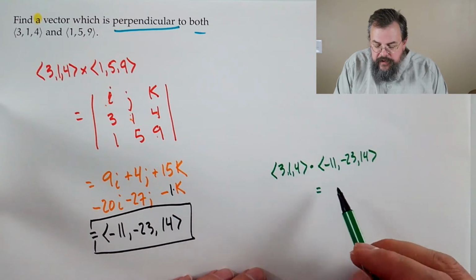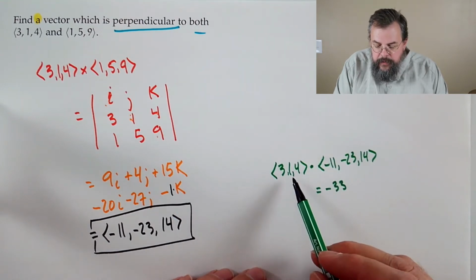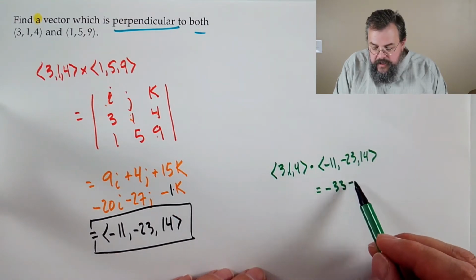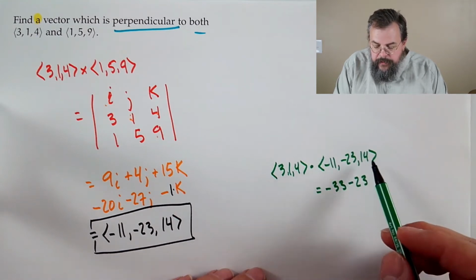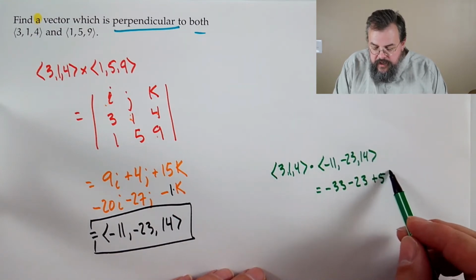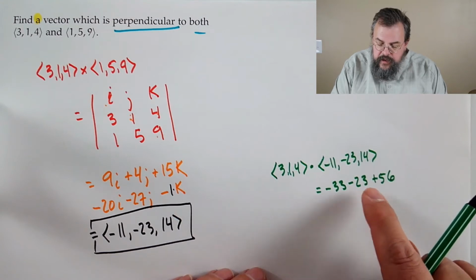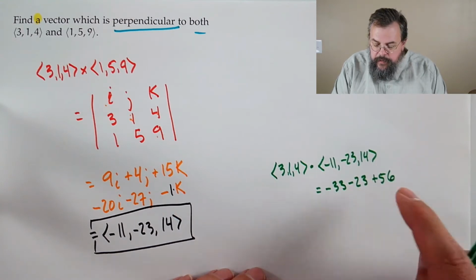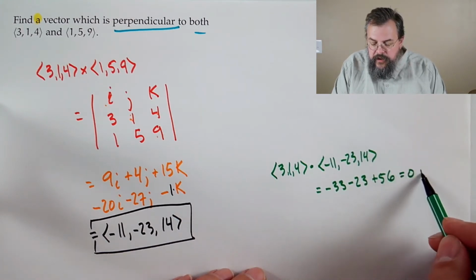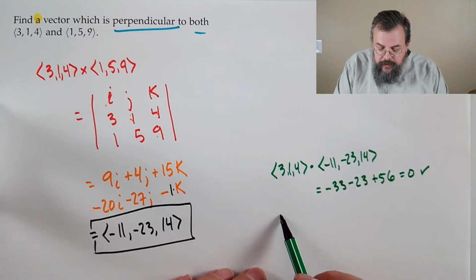Well, 3 times -11 is -33. 1 times -23 is -23. And then 4 times 14 is 56. And you see, this would be -56 plus 56 is 0. Good. And then you say, okay, check the other one.